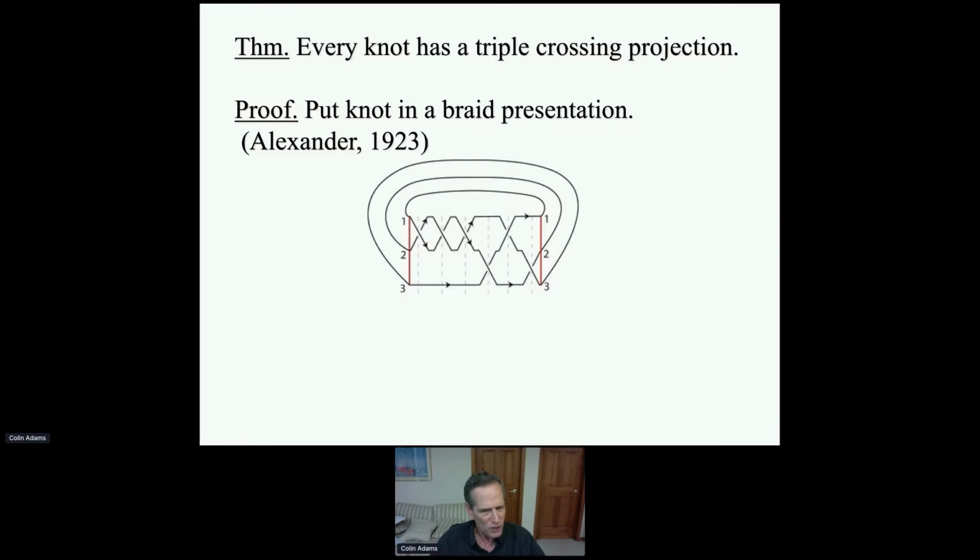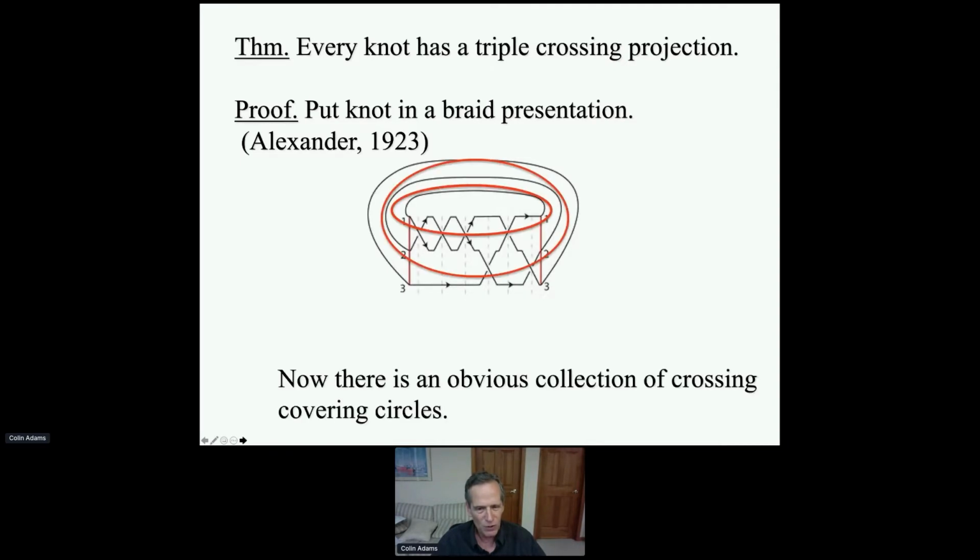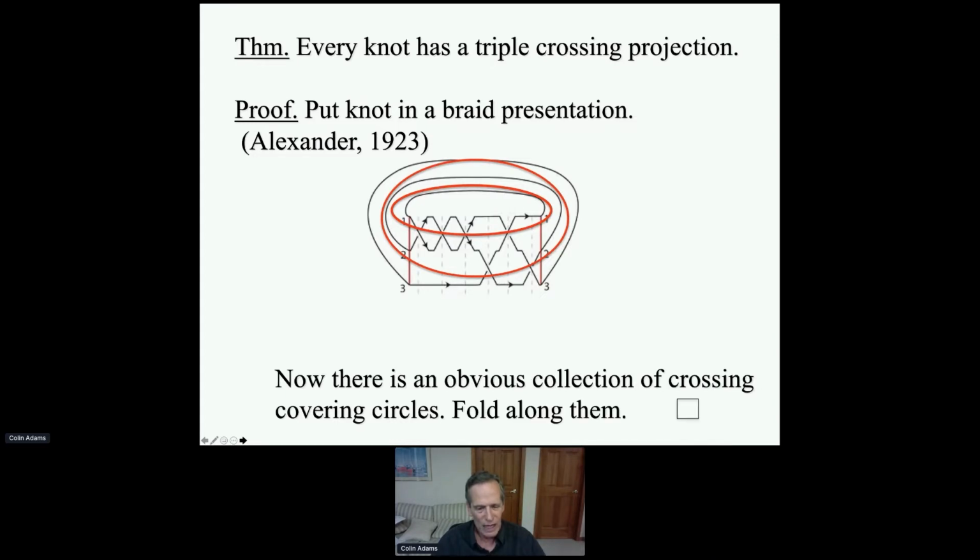And you'll notice that if I have a braid presentation, it's very easy to come up with a collection of crossing covering circles that will pass through all the crossings. And for this one, I just need two such circles that pass through every crossing. So I have an obvious collection of crossing covering circles, and therefore I can fold along them and I will get a triple crossing projection of the knot.